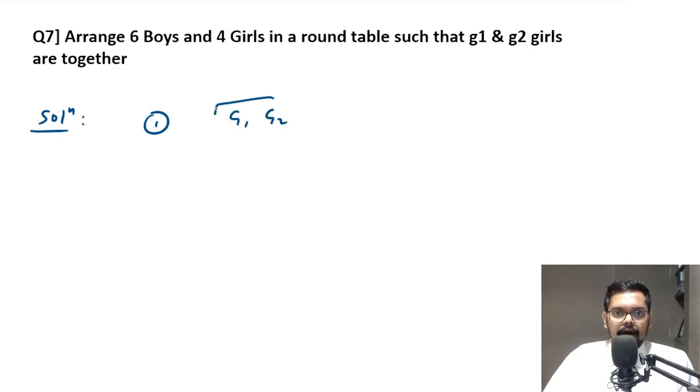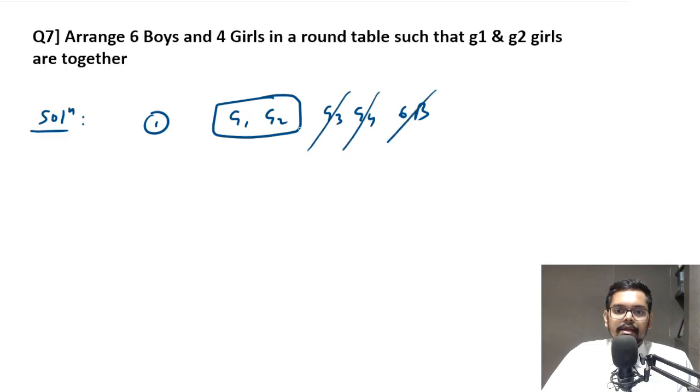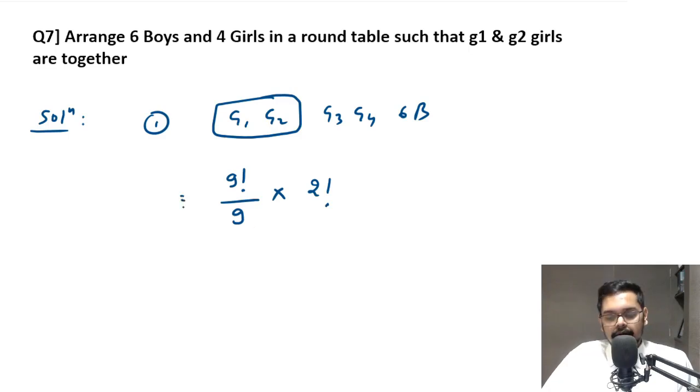G1 and G2 are one box, one player. Then we have G3, G4, since we had 4 girls in total. And then we have 6 boys, right? So we can see how many players? 6, 7, 8, and 9. 9 players can be seated at a round table in 9 factorial by 9 ways. And then this can be seated in 2 factorial ways, since it is a linear arrangement after that.